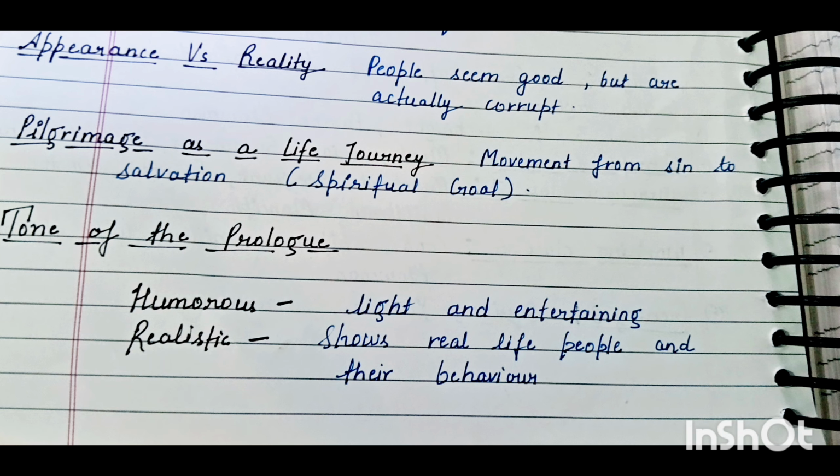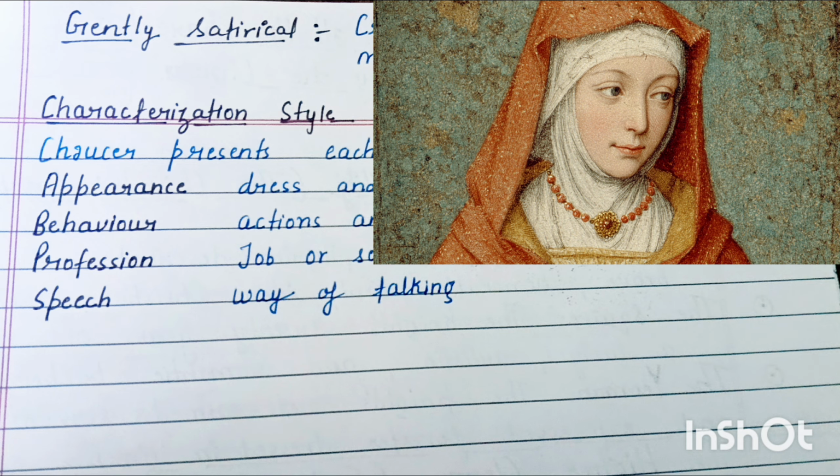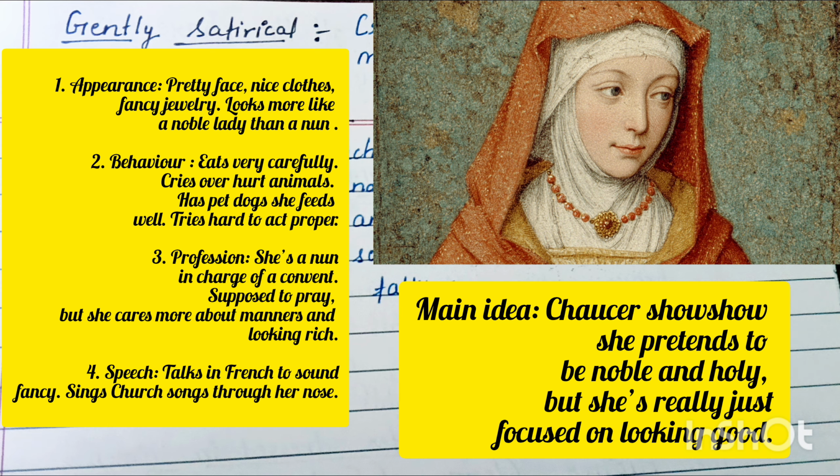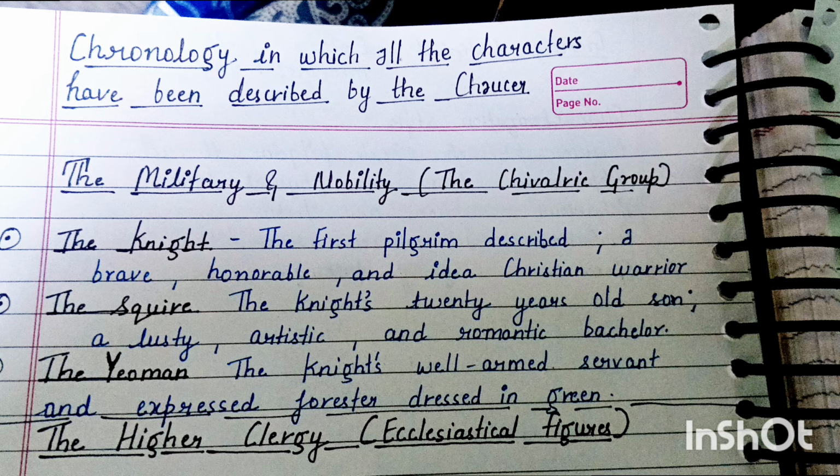As I told you, the tone of the prologue is humorous and realistic, showing real life people and their behavior. Chaucer has used four aspects of a pilgrim in order to describe his character: appearance, behavior, profession, and speech. For example, if Chaucer has to describe the prioress, he will tell how she is dressed very neat and elegant and wearing a gold brooch. He will tell how she behaves, like how she is very emotional, that she even cries for small things like mice. He will tell you her profession, that she is the prioress. He even tells you how she tries to imitate French, although her accent is very imperfect. So this is how he covers all four aspects: appearance, behavior, profession, and speech while describing the character of a pilgrim.